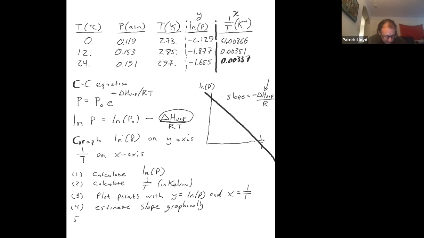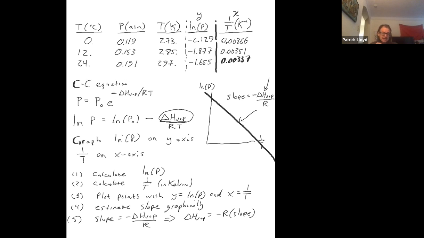And then step 5, the slope is equal to minus delta H vaporization over R. So that implies that delta H vaporization is equal to minus R times the slope, right? So we graphically estimate this slope. Then we plug that in, multiply it by minus R, and that gives us delta H of vaporization. Okay, that's the procedure. It's essentially 5 steps to be able to do this problem.